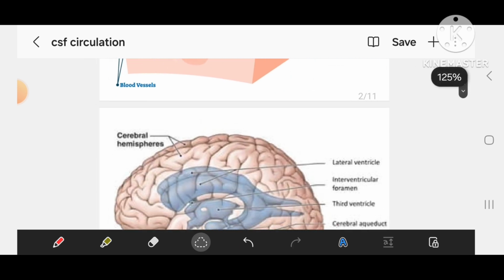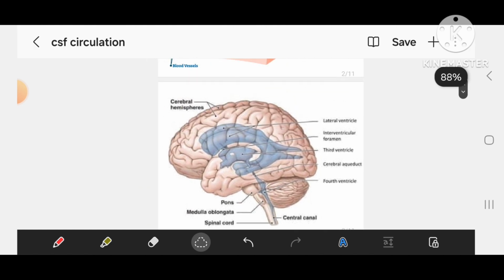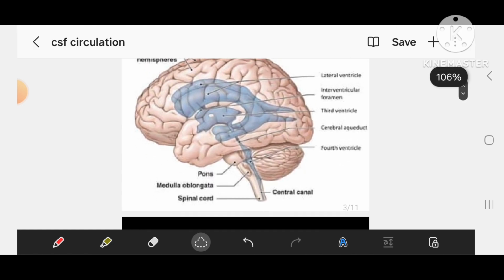Okay, then I'm talking about the ventricular system. In this picture, first telling that there are four ventricles, two lateral ventricles. You can see it is a lateral ventricle. The whole part which I am indicating is a lateral ventricle. The similar also on the other side, and in between them this is the third ventricle and this is the fourth ventricle.